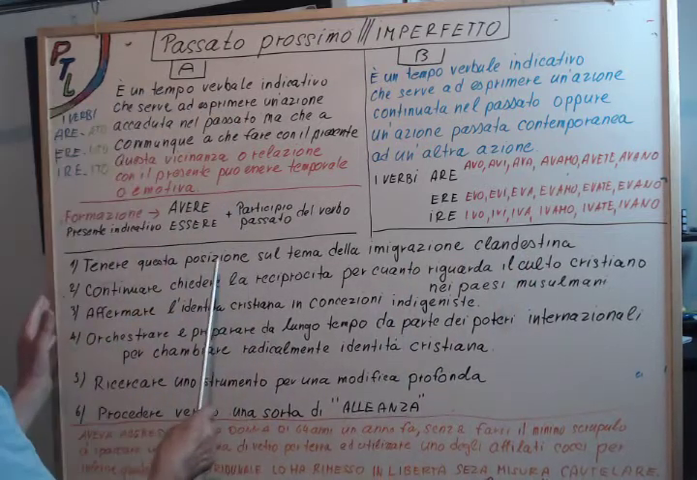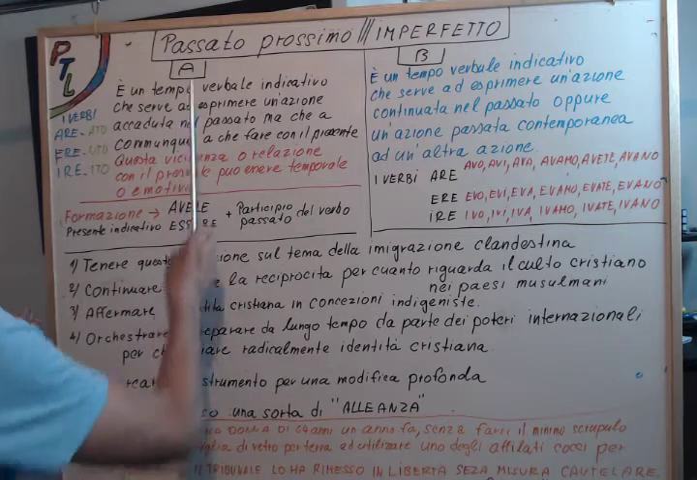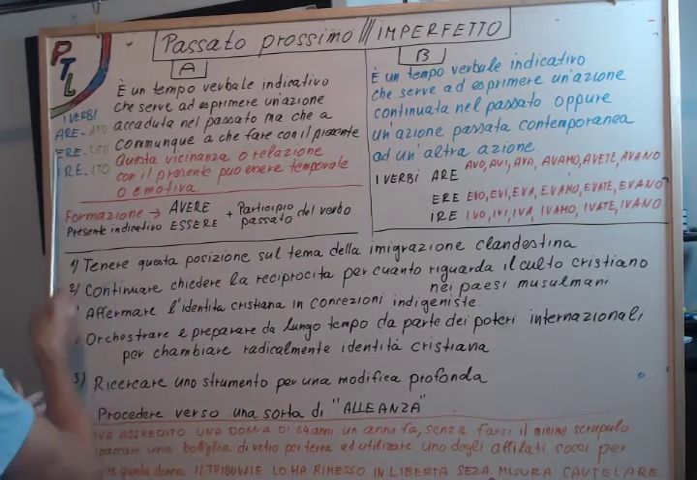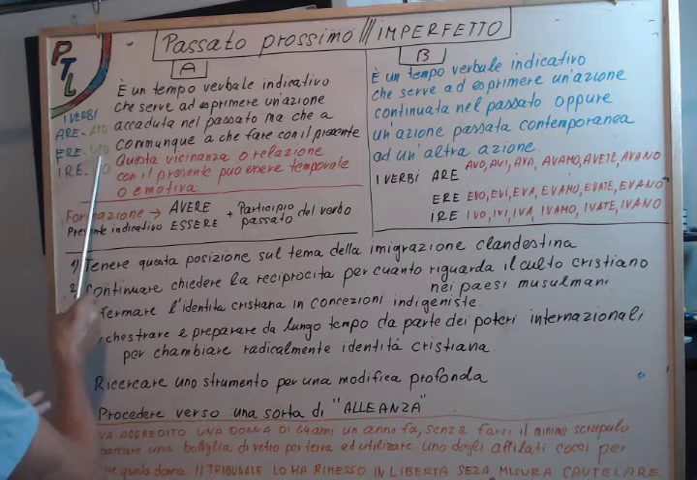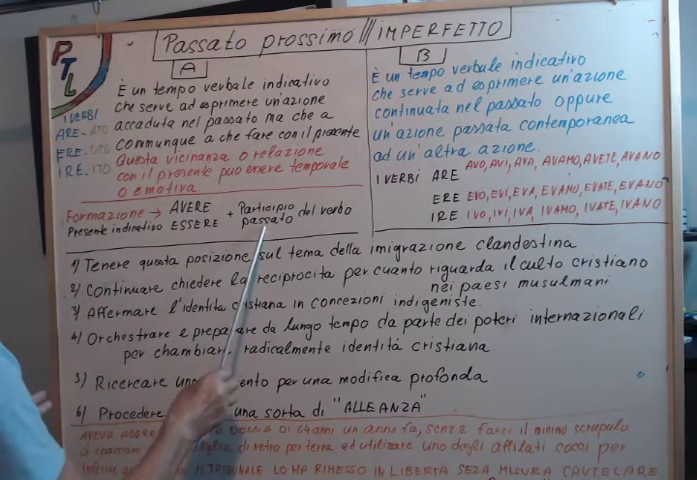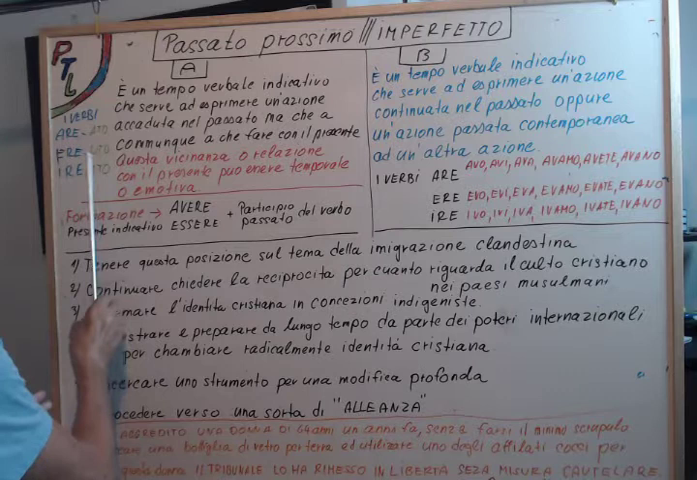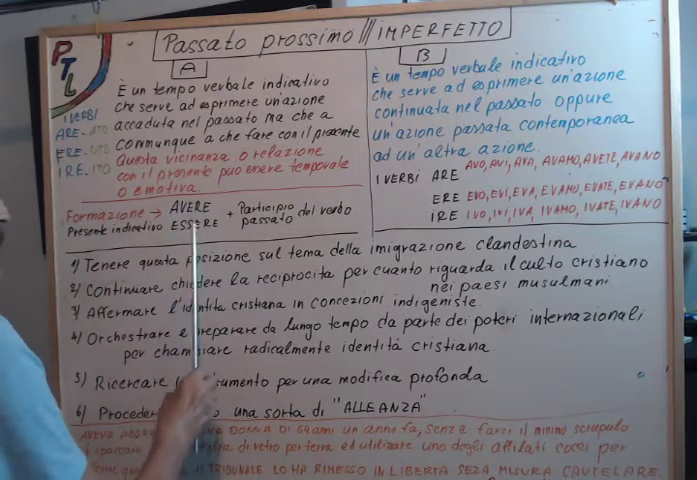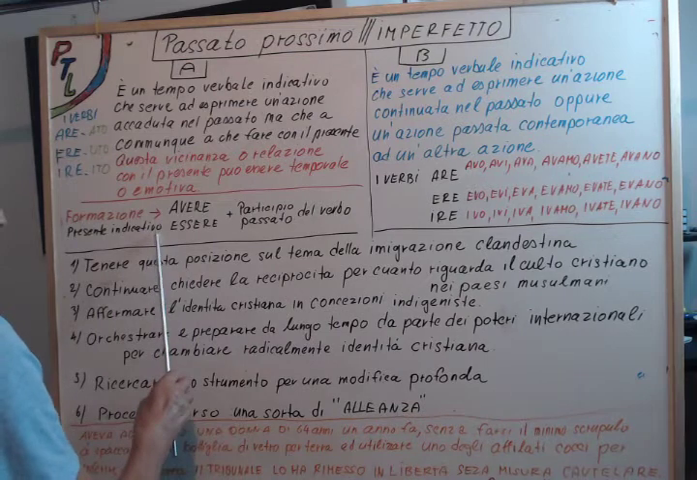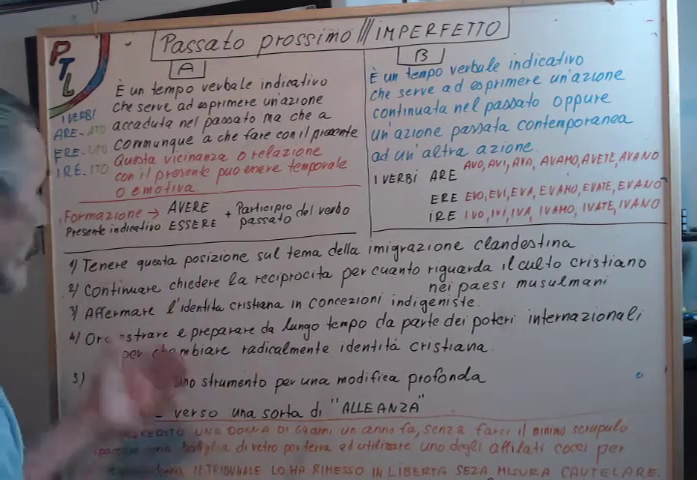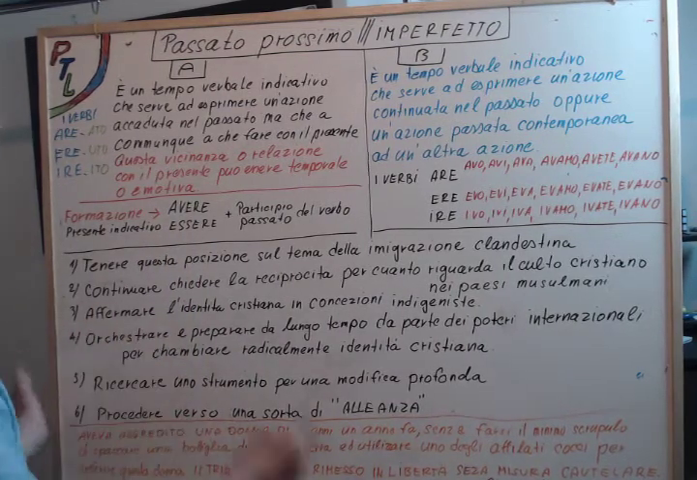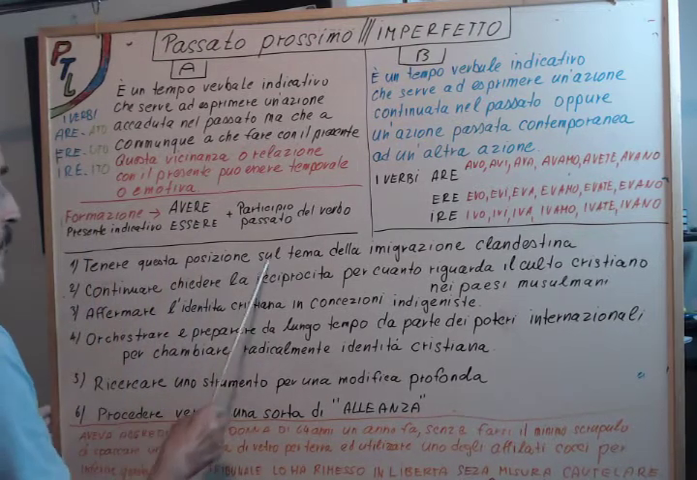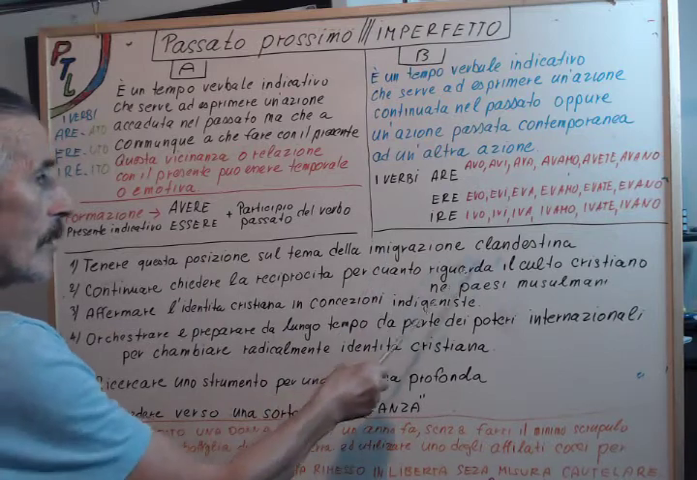So if I want to put this into passato prossimo, this verb tenere ends in ere. For the participio passato, I have to give it the ending uto. And I have to have the auxiliary avere, in this case in the present indicative, so avere would be ho. So what I would say is: ho tenuto questa posizione sul tema della immigrazione clandestina.